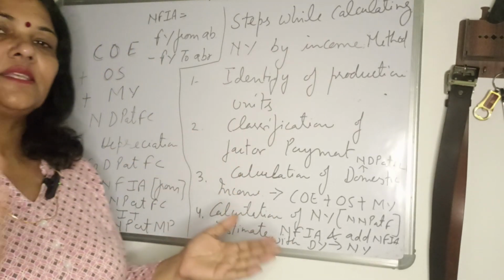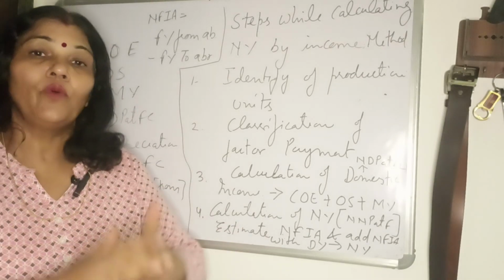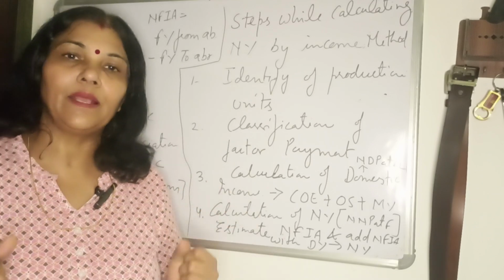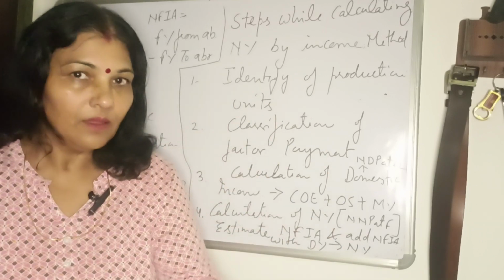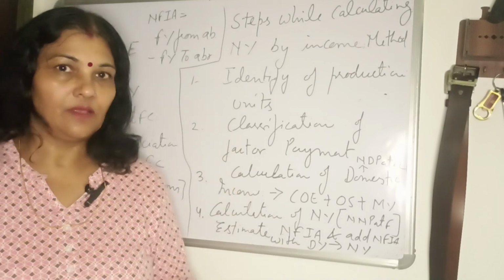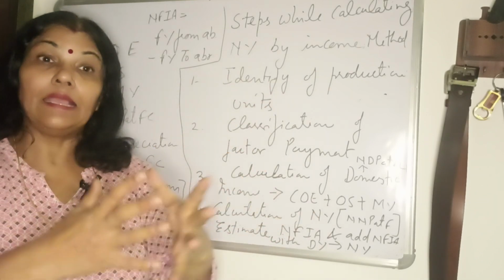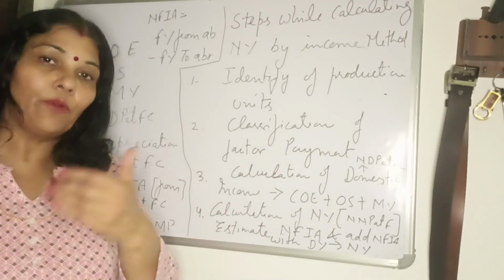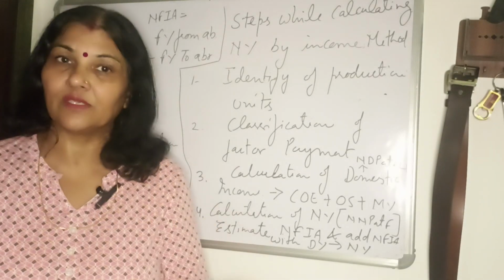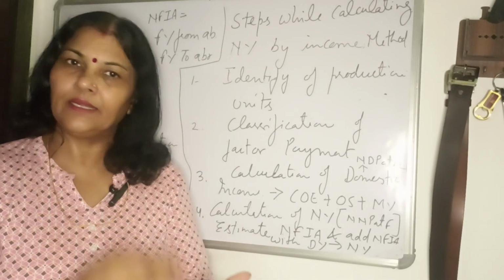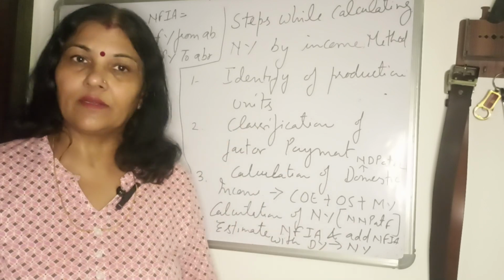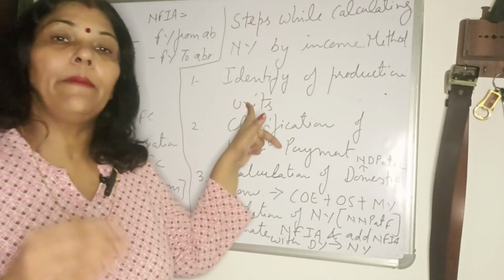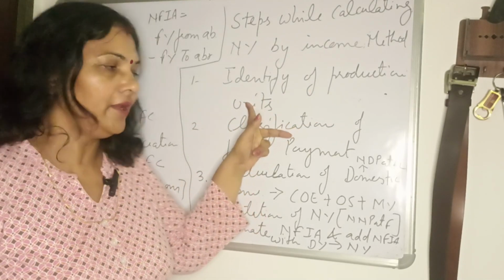Steps are very simple, as I explained to you in the value added method. First I will identify the production units, the enterprises which employ the factor services, factor inputs, right? We will identify all those enterprises, production units which hire factor services like land, labor, capital and enterprise. First step: identification of production units employing the factor inputs.